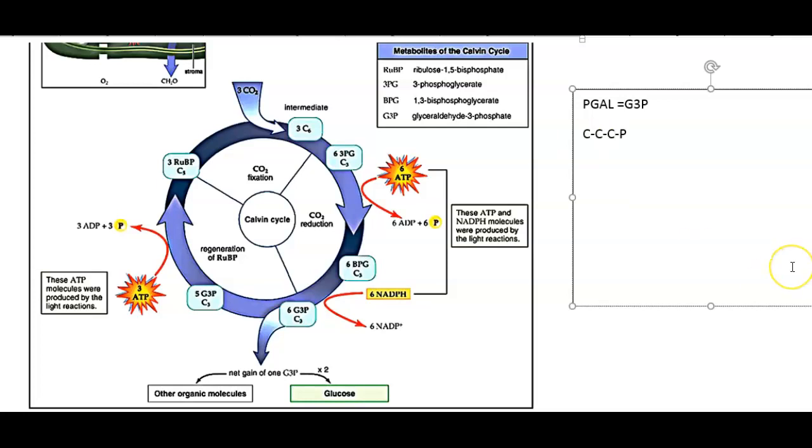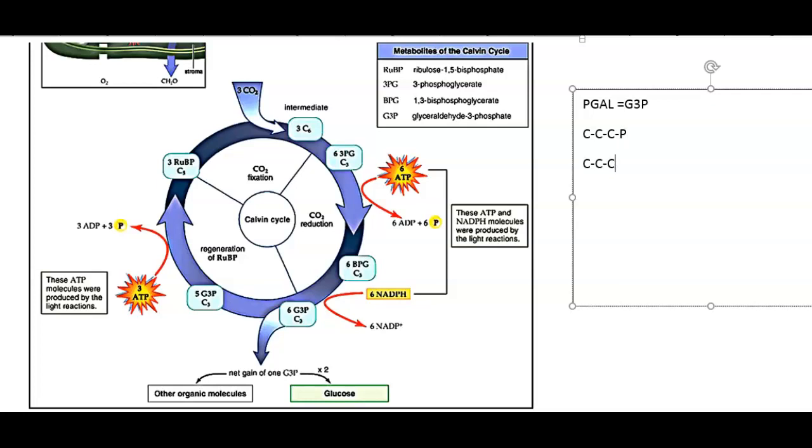So P-gal, notice it has 3 carbons. How many carbons does glucose have? 6. So it only has 3. So over here we have 6 of these, right? But they only have 3 carbons. So look what's going to happen. One of those is going to leave the system. Notice 5 are going to continue on because we need to have 6, right? So glucose has 6.